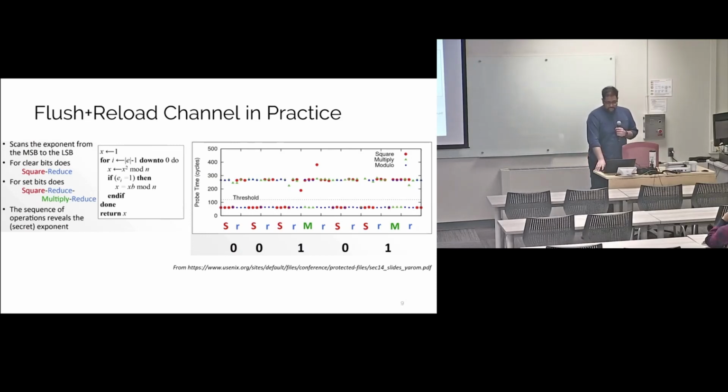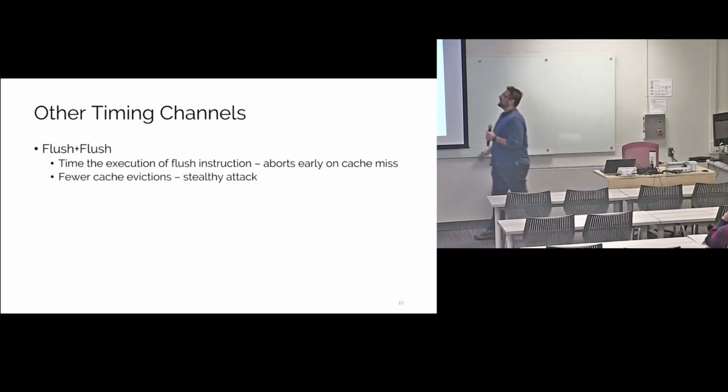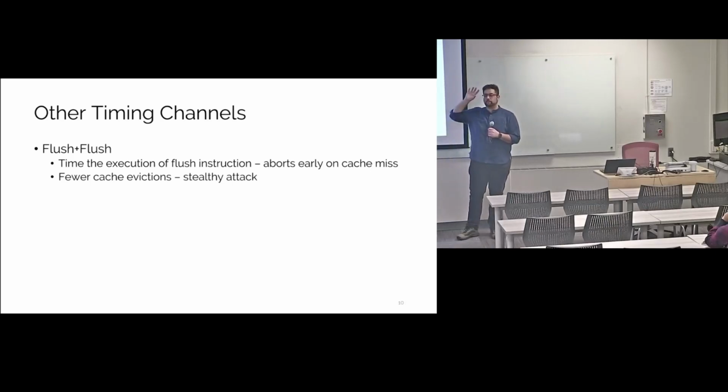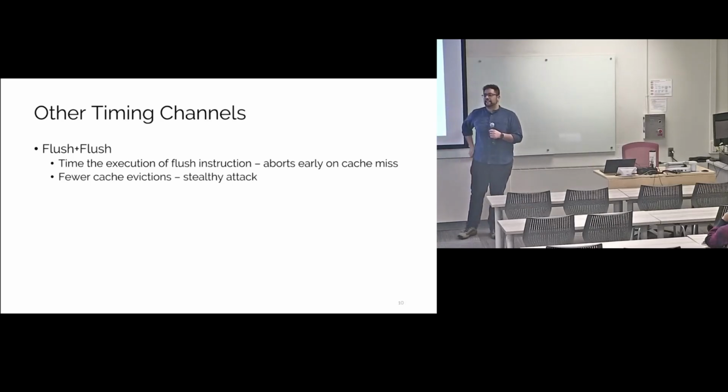So yeah, that's flush reload. Now there are several other timing channels. One example is flush, where it's just timing the execution of the flush instruction, like how long it takes to flush data from the cache. If data is in the cache, it'll take a long time to flush. If data is not in the cache, it will abort early. Then you can very easily measure this timing difference. And this is a very popular attack because it's very stealthy.